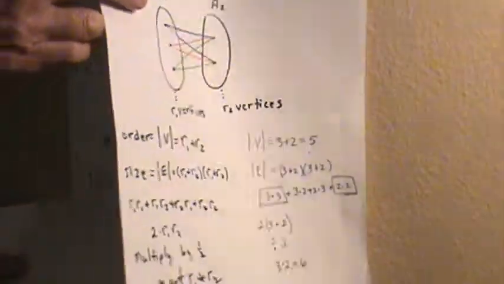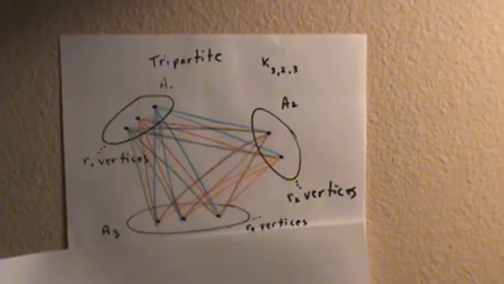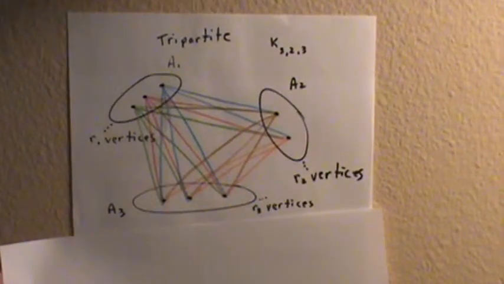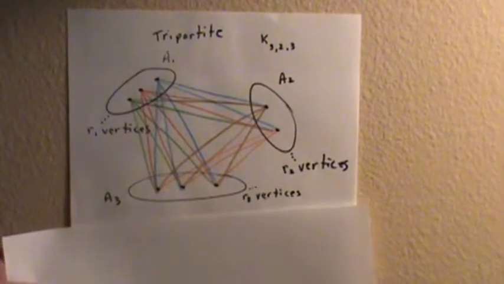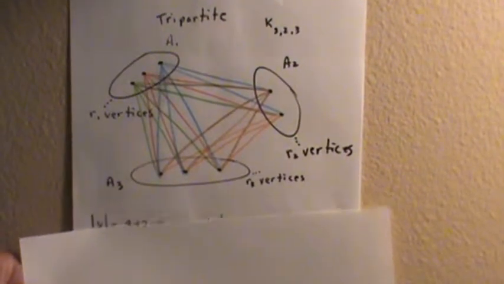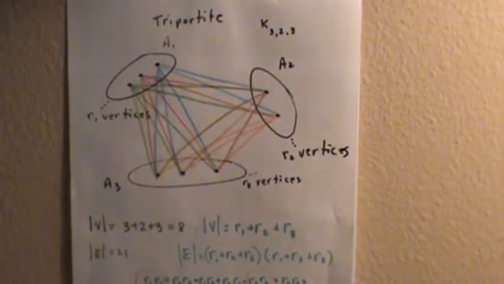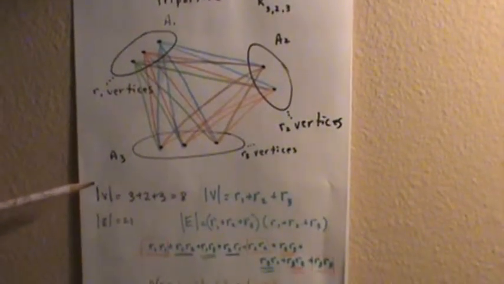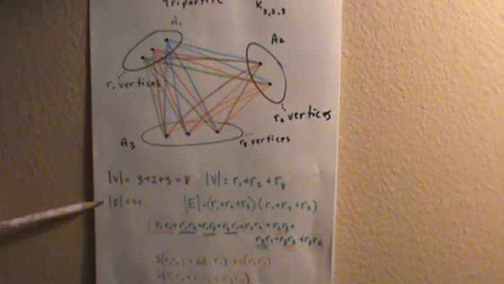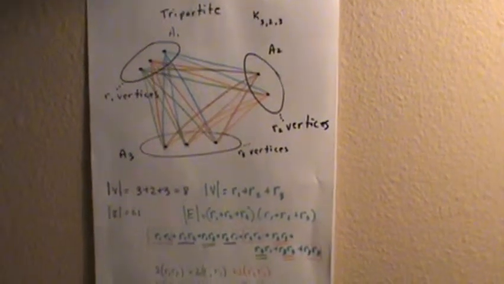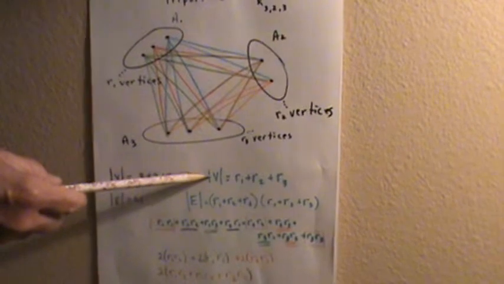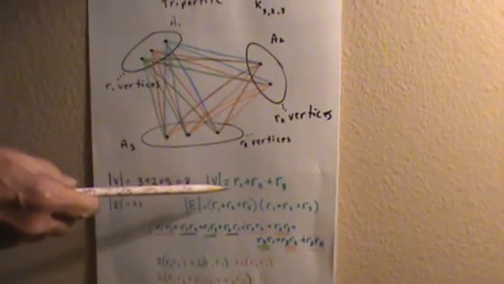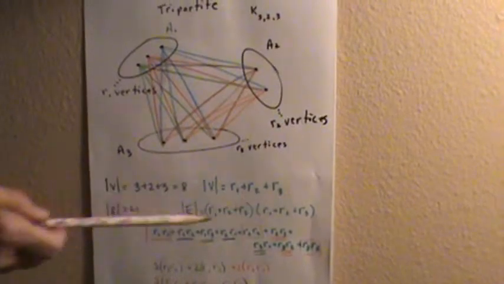Okay, let's look at a tripartite. Here we have an example of a tripartite of size 3, 2, 3 with all of the paths showing all of the possible scenarios. So in a tripartite, for the order, we do the same thing. We add the vertices, and we get a total of 8. And I counted the paths and ended up with a total of 21. As we take a look at the general case, to find the order for all cases of a tripartite, it's R1 plus R2 plus R3.